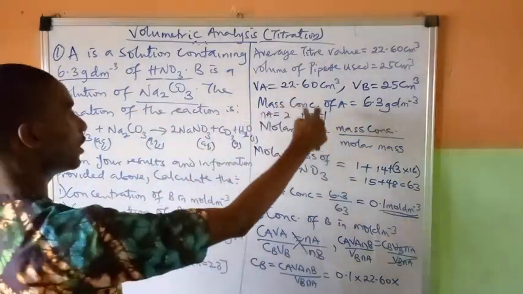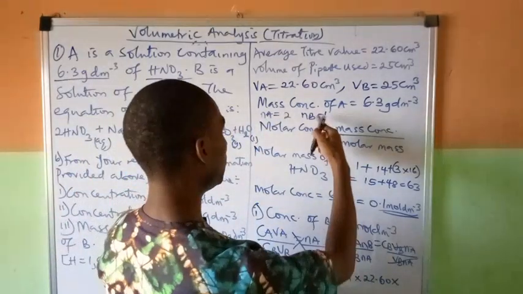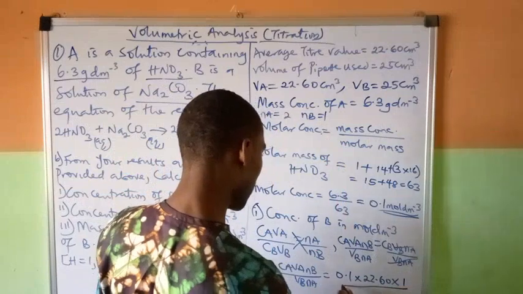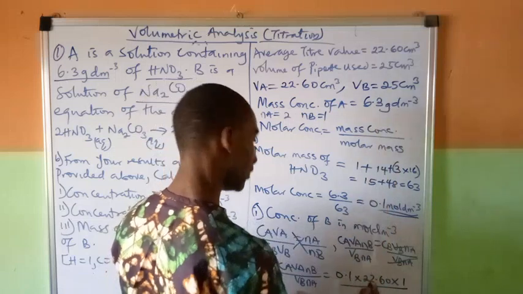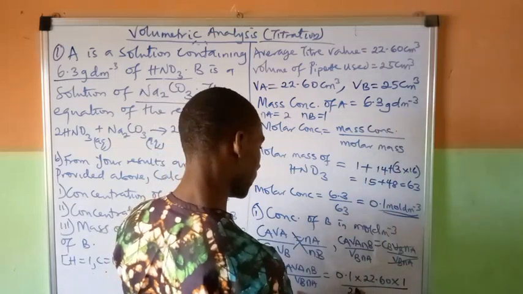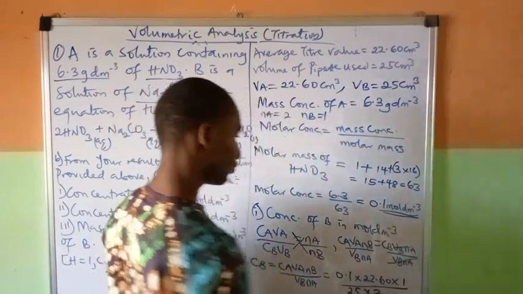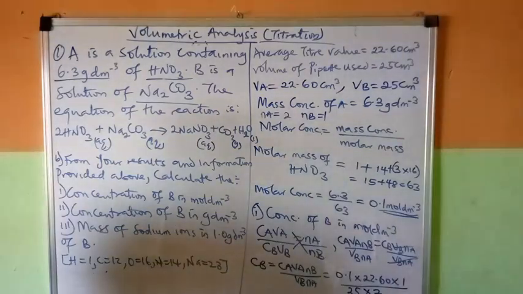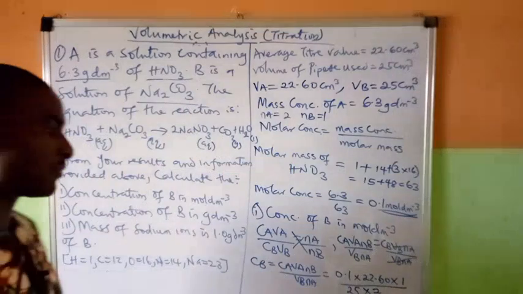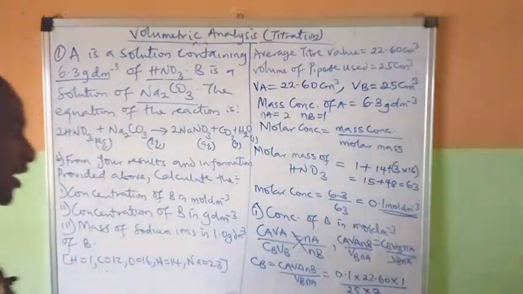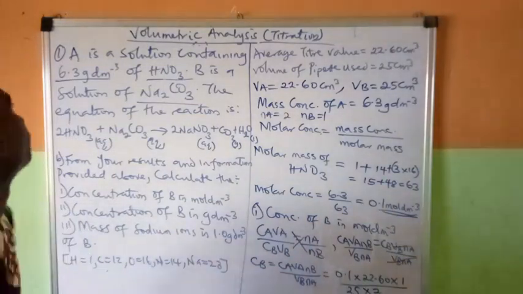Therefore, our Na is 2, our Nb is 1. So you insert the value, Nb is 1. So times 1 divided by, what is our Vb? Our Vb is 25. Okay, 25 times, and what is our Na? Our Na is 2. So this is what you are expected to do. So if you punch this on your calculator, 0.1 multiplied by 22.60 times 1. So what will be your answer?